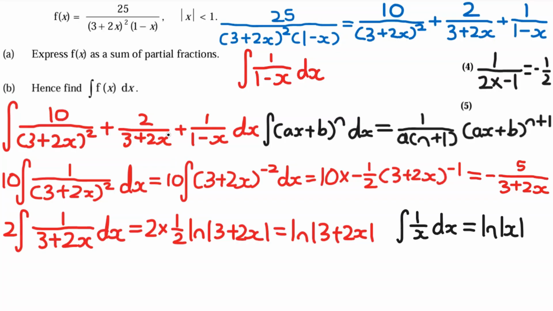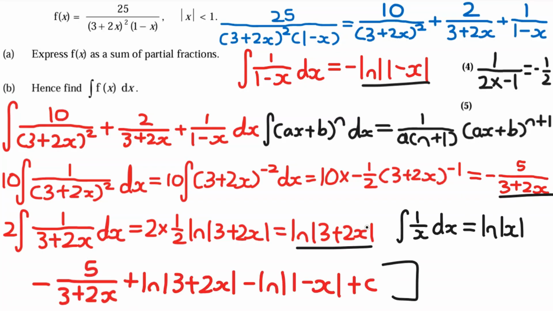And then if we just consider this 1 over 1 minus x, this is going to be the natural log of the modulus of 1 minus x, because again it's of this form here. Remember, we need to divide it by the coefficient of x, which is this minus 1, so we're going to have this minus in front of it. So therefore if we add these three terms together, it's going to be this here as the final answer: minus 5 over 3 plus 2x, plus the natural log of the modulus of 3 plus 2x, minus the natural log of the modulus of 1 minus x, and then remember this plus c on the end.